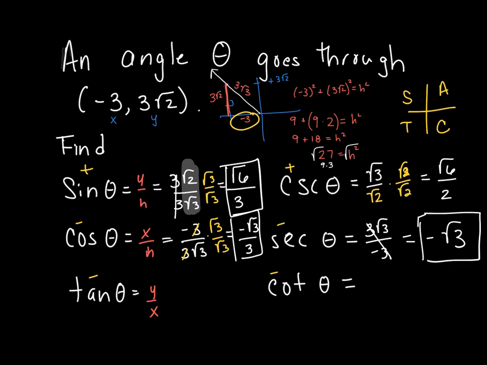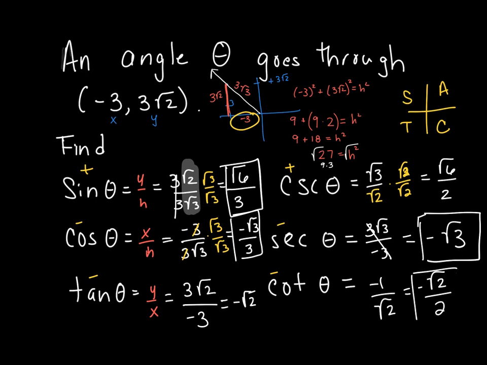The last one that we have is the tangent, which is y over x. So that is just going to be 3 square root of 2 over negative 3. And the reciprocal of that is the cotangent. Let's go ahead and simplify that. So that's just going to end up being negative square root of 2. The reciprocal will be 1 over negative square root of 2, which is just equal to negative square root of 2 all over 2.